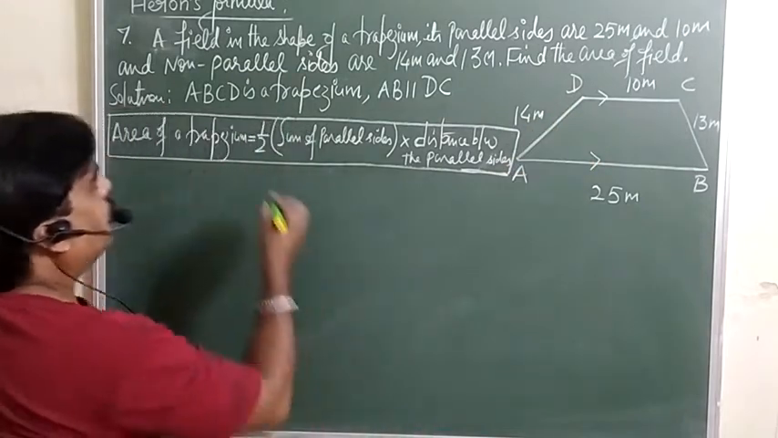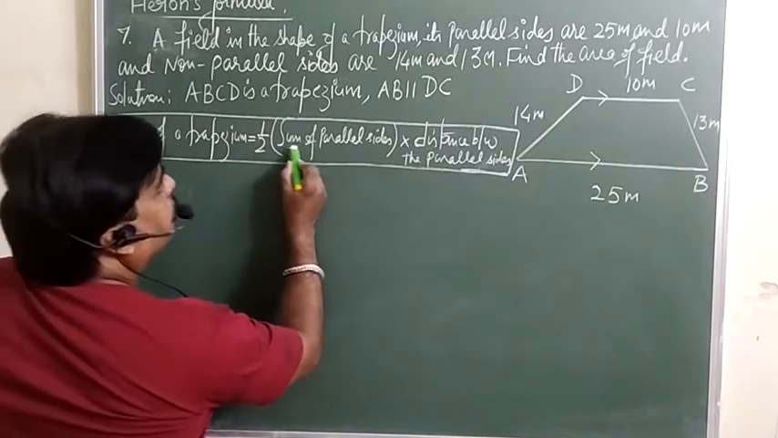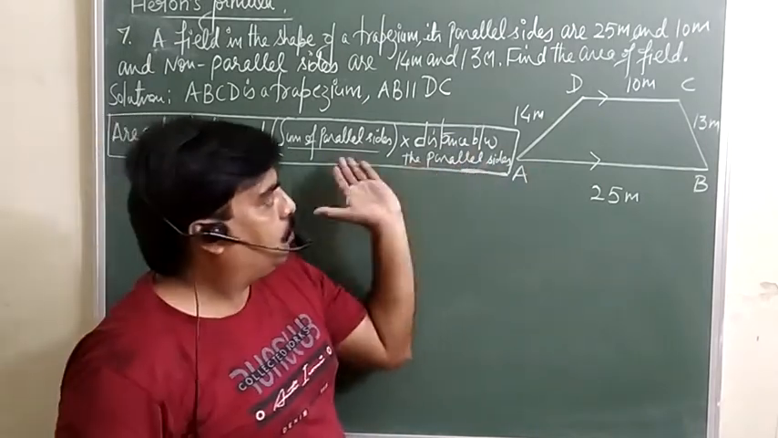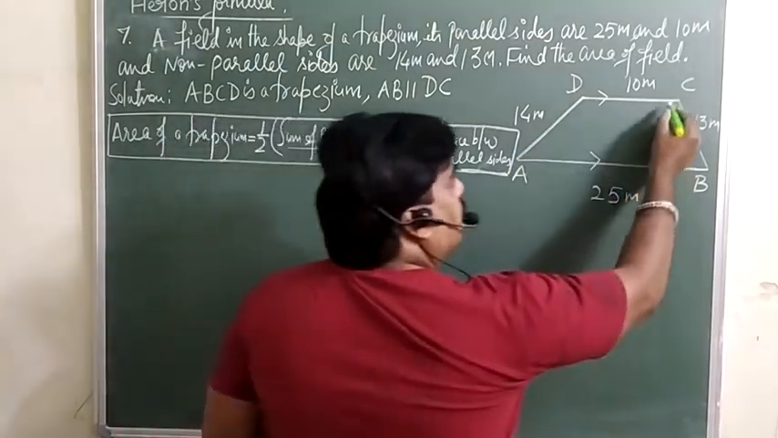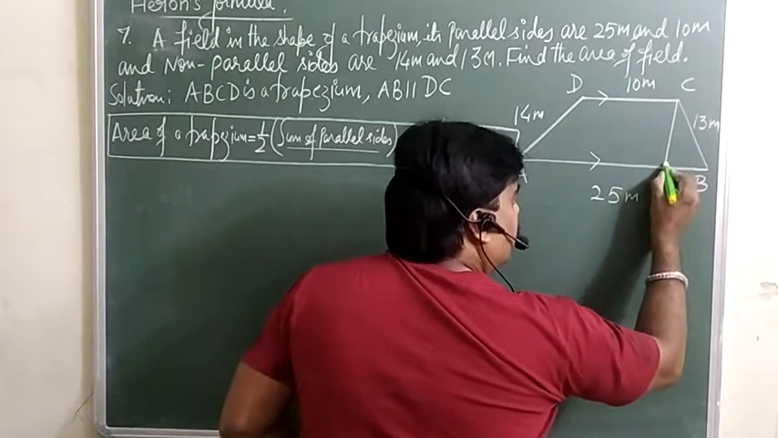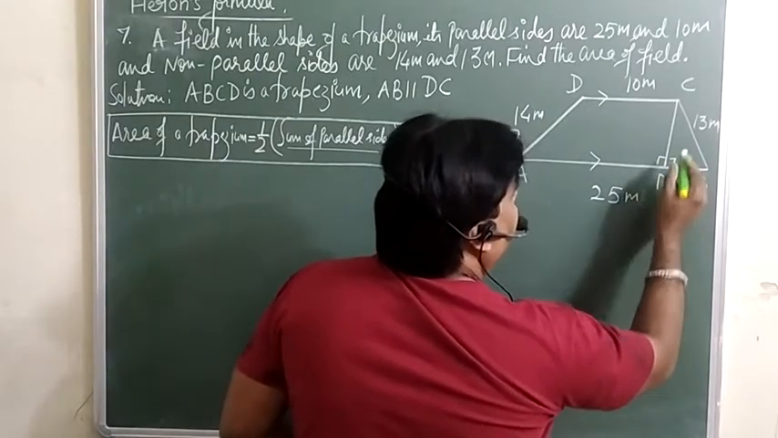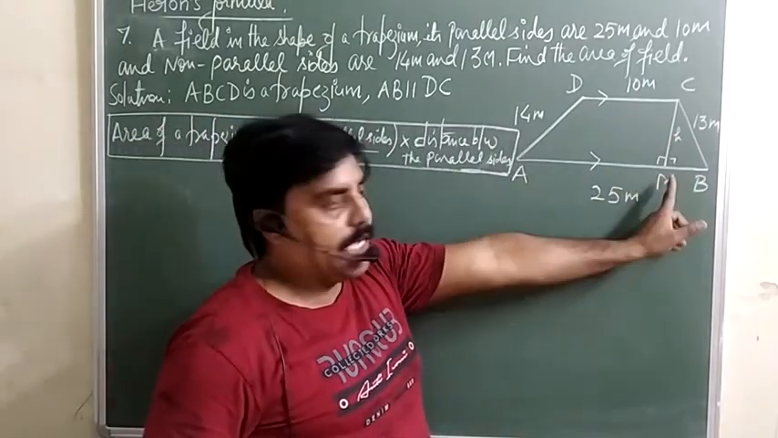See now. So here the area of a trapezium is equal to, we know, 1 over 2 sum of the parallel sides into distance between the parallel sides. We know this formula, sum of the parallel sides and distance between the parallel sides. So distance between the parallel sides will be this one. You can say the CM, that will be your H. But direct H we cannot calculate here only.